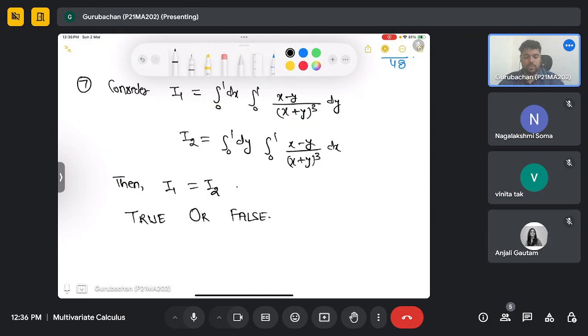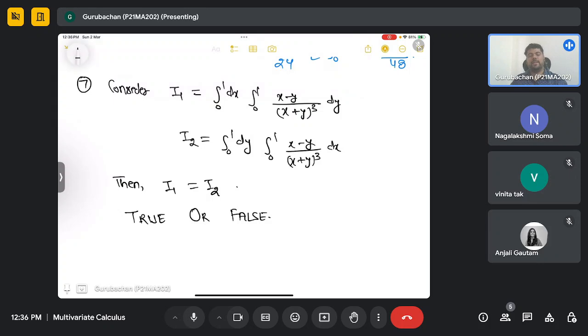We need to check this. So for that, you can clearly see that this is a glimpse of change of order of integration. If I would rewrite it, this is nothing but the integral from 0 to 1, 0 to 1 of (x minus y) by (x plus y) cube dy dx, and this is the integral from 0 to 1, 0 to 1 of (x minus y) by (x plus y) cube dx dy.